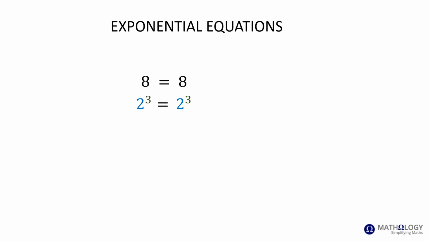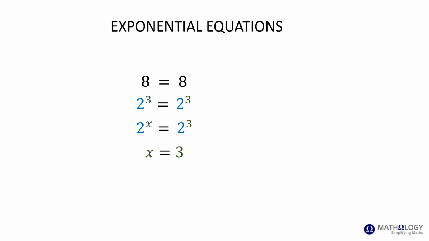If we replace one of the exponents with a variable, x, then we now have 2 to the x equals 2 cubed. Clearly, for this equation to be true, x has to be 3. No other value of x would make this equation true. This is the basic concept of exponential equations.